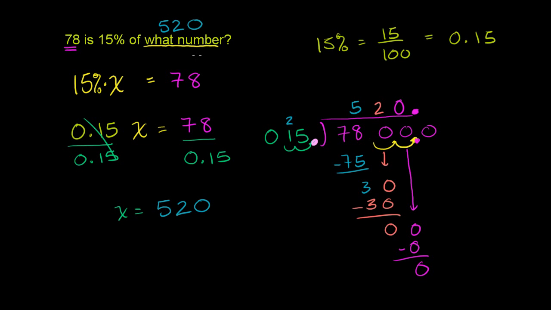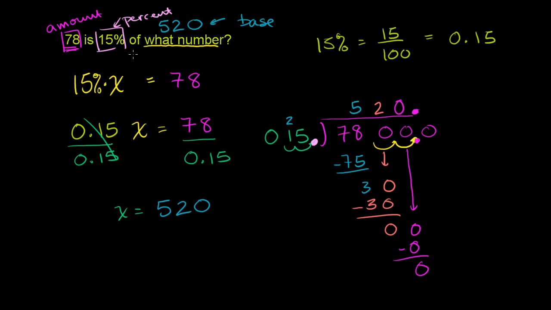And if we want to use some of the terminology that you might see in a math class, the 15% is obviously the percent. That is the percent. 520, or the what number, before we figured out it was 520, that's what we're taking the percentage of. This is sometimes referred to as the base. And then when you take some percentage of the base, you get what's sometimes referred to as the amount. So in this circumstance, 78 would be the amount. It's nice to know those if that's the terminology used in your class.